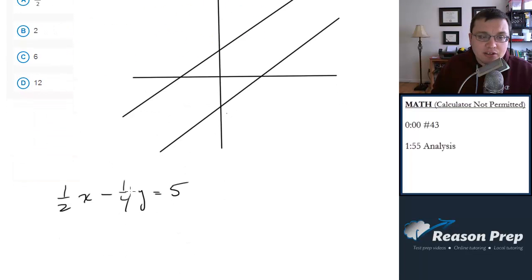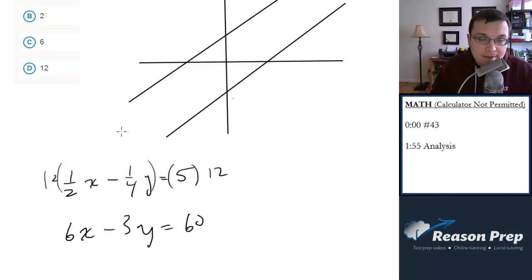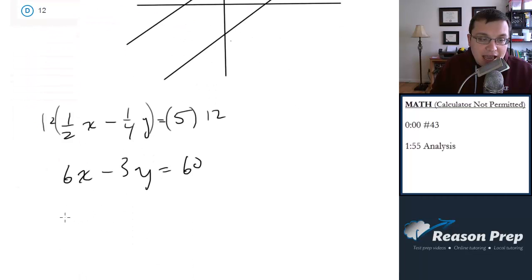And I want to get this coefficient to look like 3. So what do I have to multiply this to get 3? Well, 4 times 1/4 is 1, so 12 times 1/4 is 3. So let's multiply both sides by 12. So 12 times 1/2 is 6x minus 3y equals 60. Now my other equation is ax minus 3y equals 20.